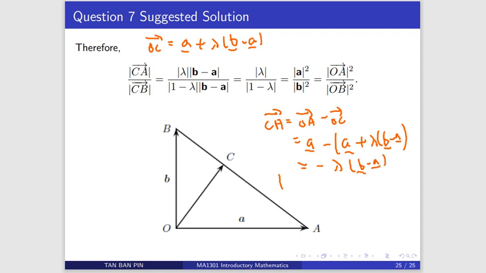So which means length of vector CA will be just the magnitude of minus lambda (B minus A). Yeah? So it gives you magnitude of lambda, magnitude of B minus A.